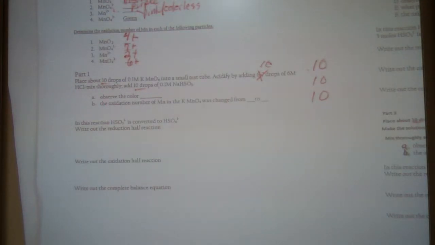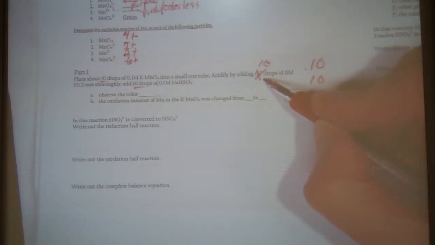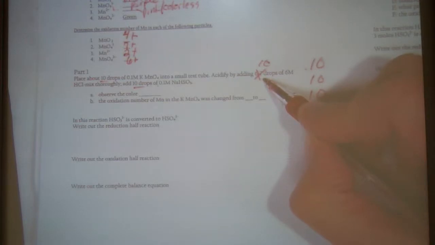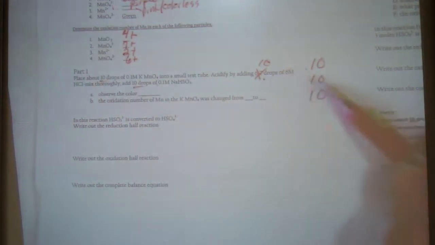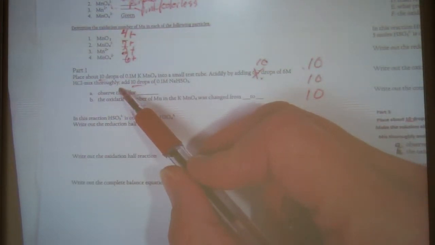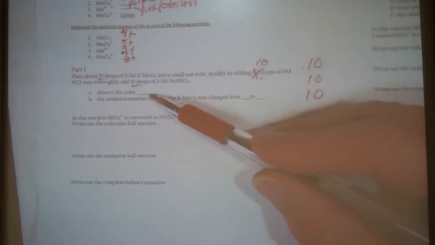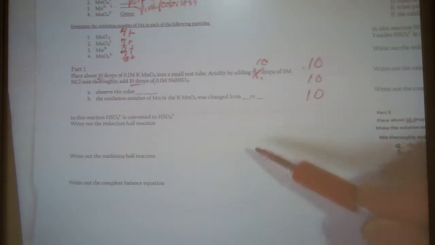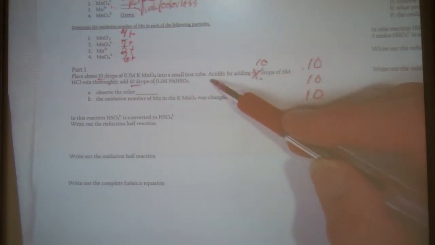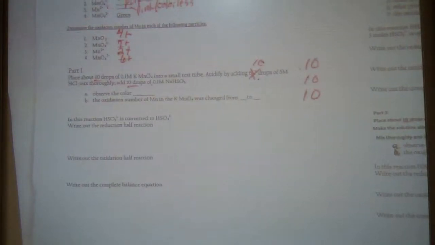And you're going to acidify it. That means add H+, add some hydrogen ions. Make it 10 drops. If you go 7, you're going to get some other color that we don't want. We just tested, if you go 10, 10, 10 on this one, you're all good. Observe the color after it's done. Don't work on these today, get these colors done. Part 2 is just perfect, 10 and 10, you're good.